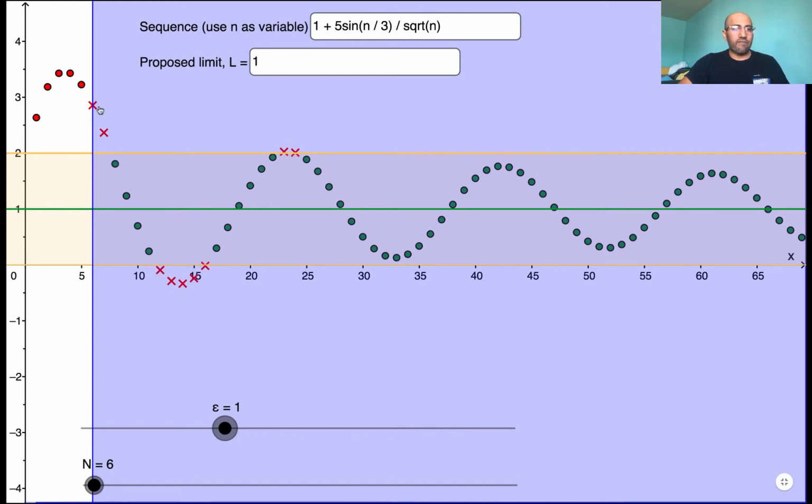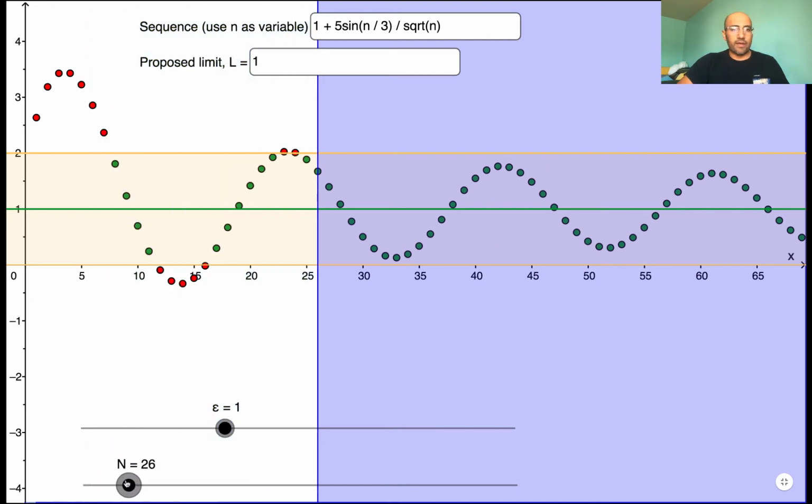So all of these fail to be within that band, and then a few of them are successful, but then we have some more values that fail, and then we have some that are successful, and then we have some that fail. But see, starting at this point forward, every single one of the values is inside that band. So now, when epsilon equals 1, capital N equals 25 becomes our solution. When lowercase n is equal to or bigger than 25, every single one of these values is within that width.